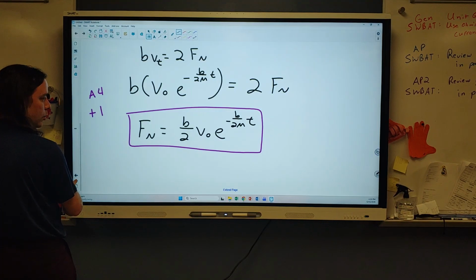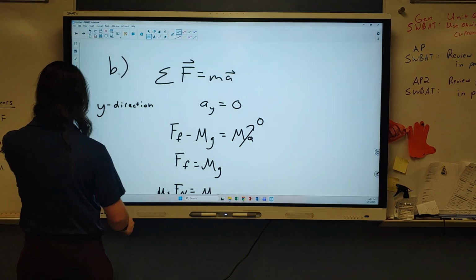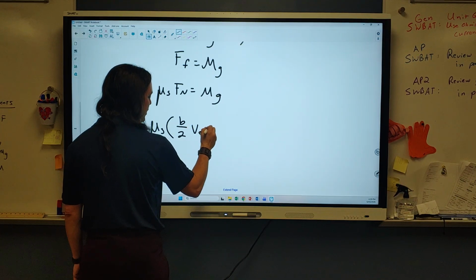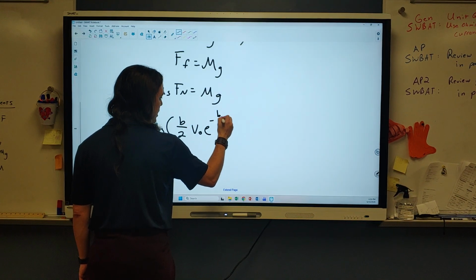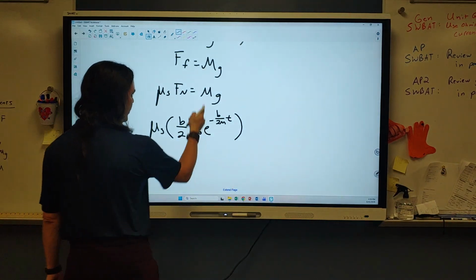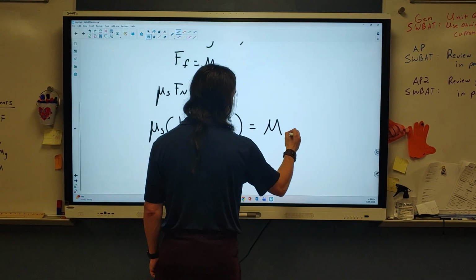Plug that in. Hopefully I can do most of this from memory, but we had b divided by 2 v naught e raised to the negative b over 2m times t. I think that's all of it. That's my normal force, equals mg.